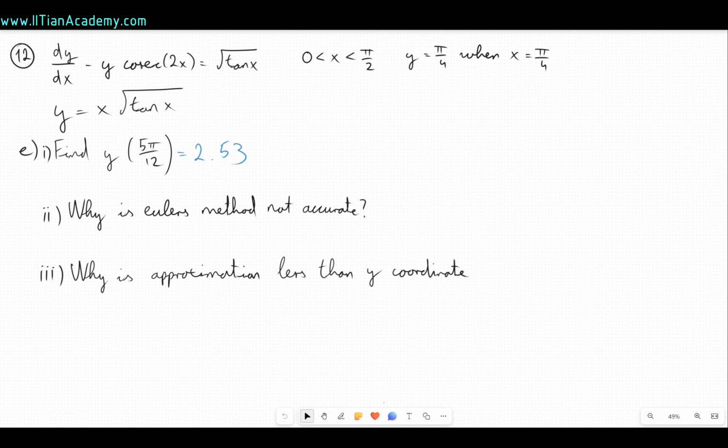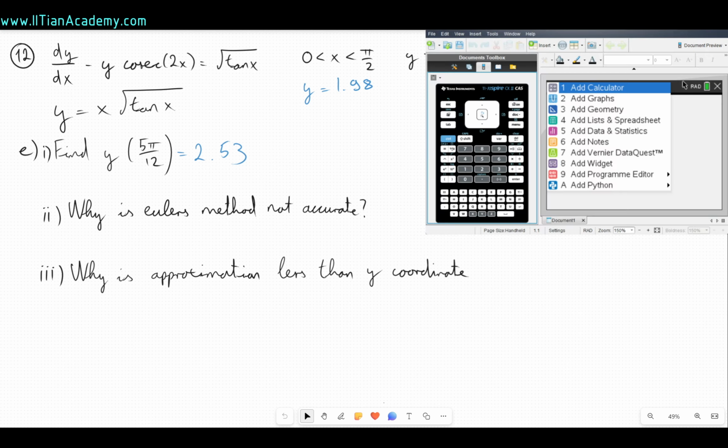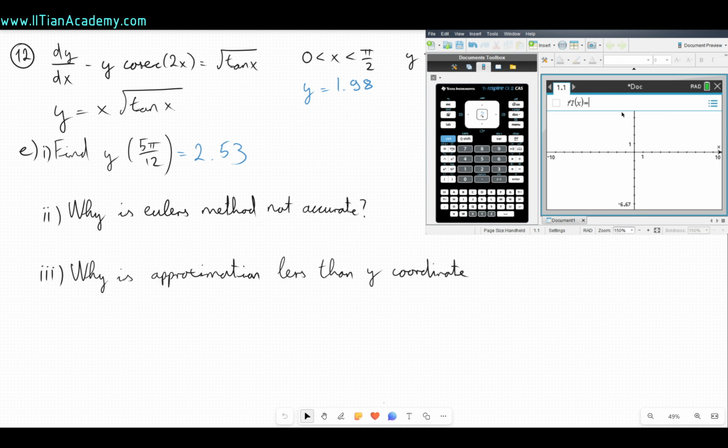And in part 2, we need to recall that in the Euler's approximation, we found y to be 1.98. And why is this not accurate? So why is it so far? Well, we could say the step length is too small, which would be partially correct, but we could also look at the graph and see what really happens here.